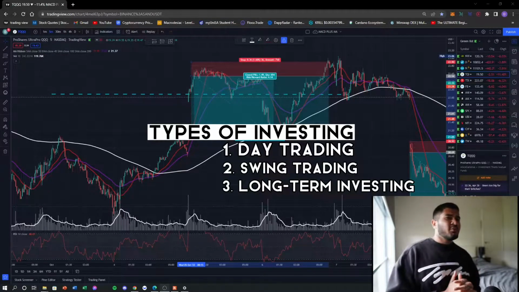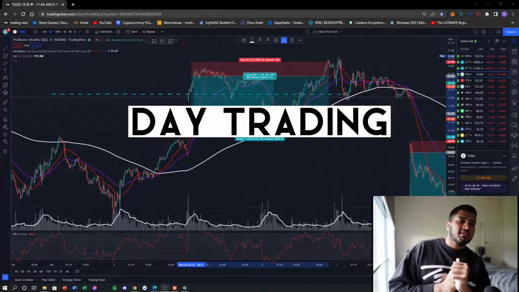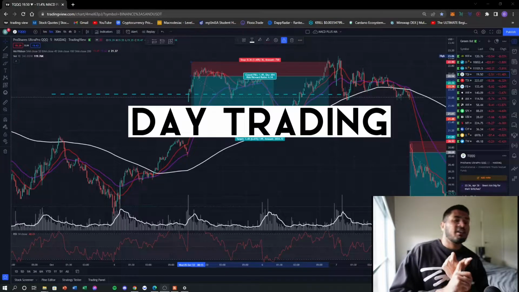It's really simple if you break it down. So let's just do that. What are the main differences? So let's start with day trading. With day trading, you basically buy and sell stocks within a given day.